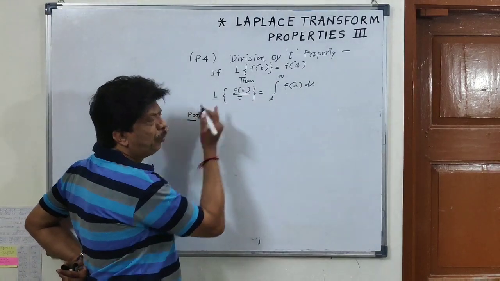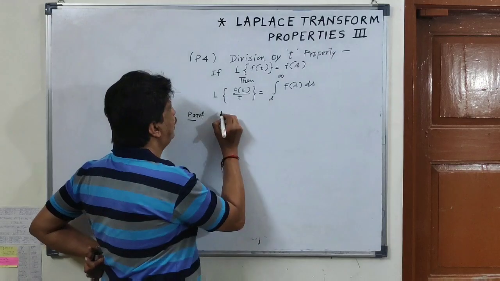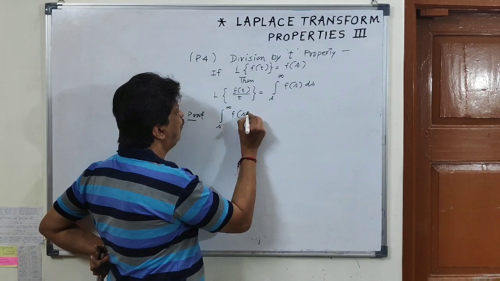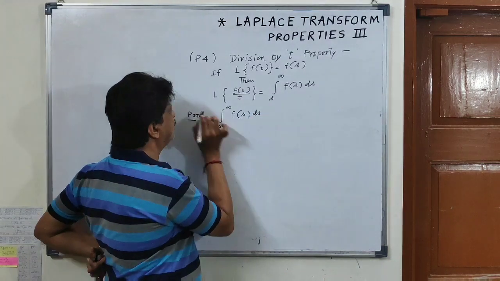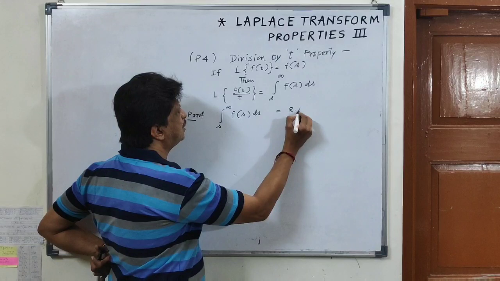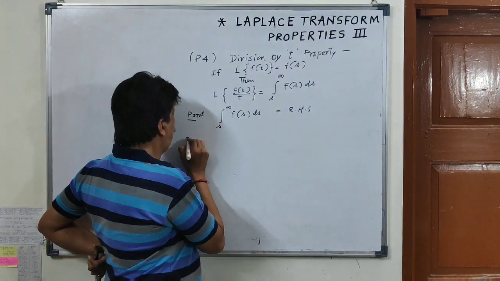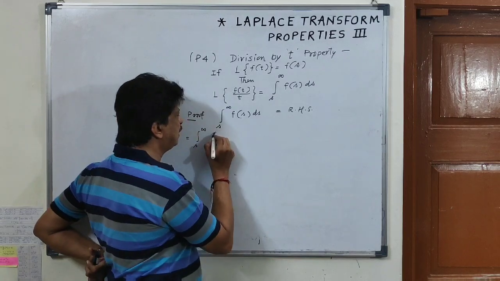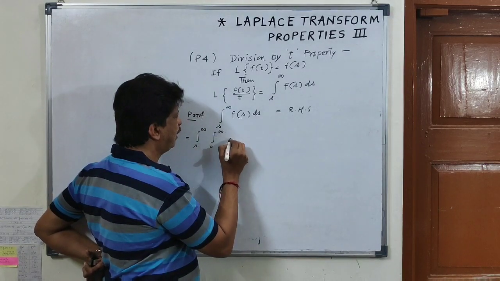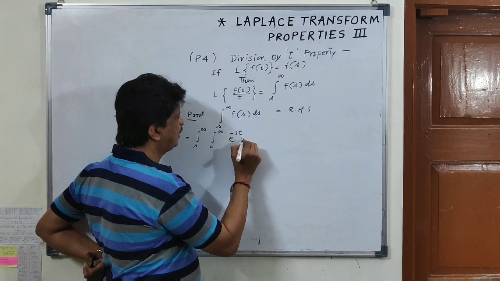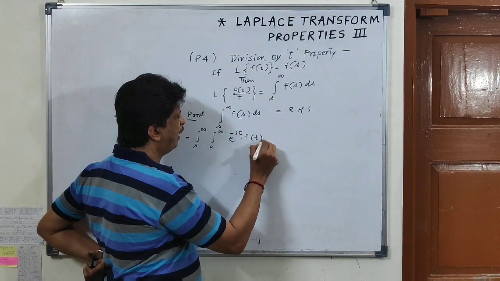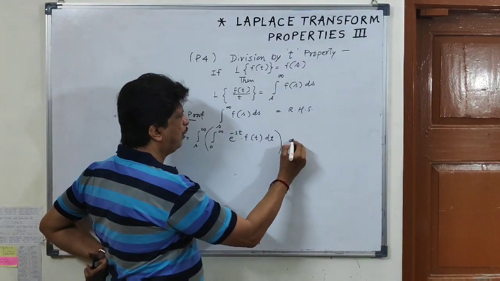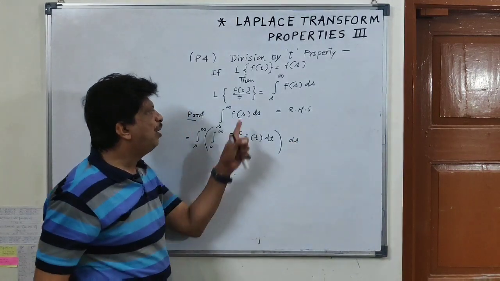We shall prove that right hand side is equal to left hand side. What is this right hand side? Integral s to infinity f of s ds. That is our right hand side. Integral s to infinity. What is f of s? Integral 0 to infinity e raised to power minus st into f of t into dt, into this ds.